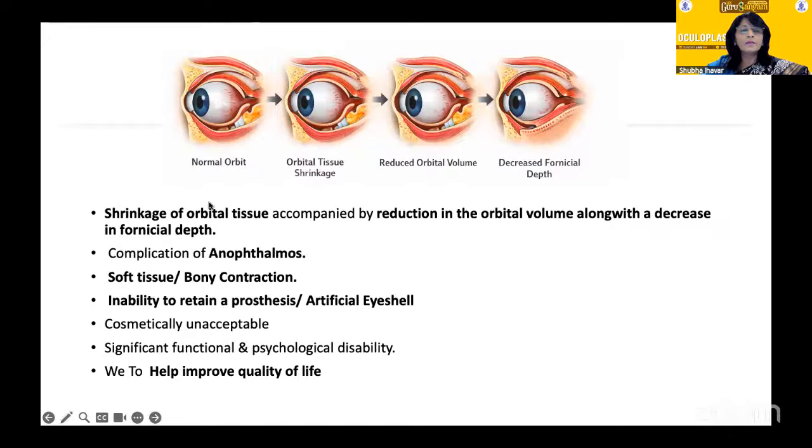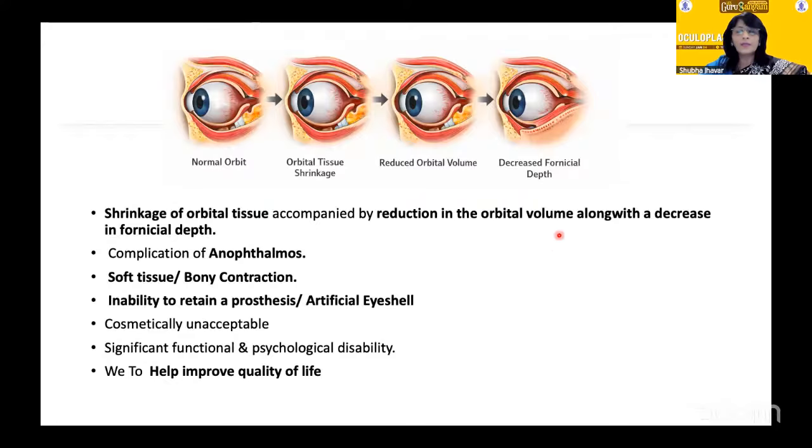Now, this, as you can see, is the normal orbit that you see here. And then if the orbital tissues shrink or there is a reduced orbital volume, this will result in a decreased fornical depth. All this happens if the eye is going phthisical, or there is an anophthalmos because of enucleation or evisceration or some trauma happening there. So shrinkage of orbital tissue accompanied by reduction of the orbital volume along with a reduction in fornical depth is what causes a contracted socket.